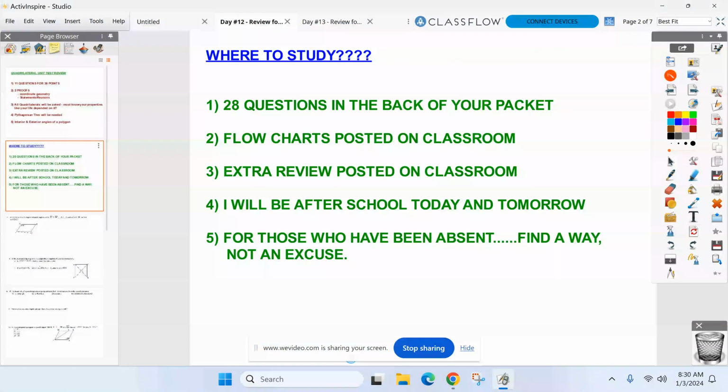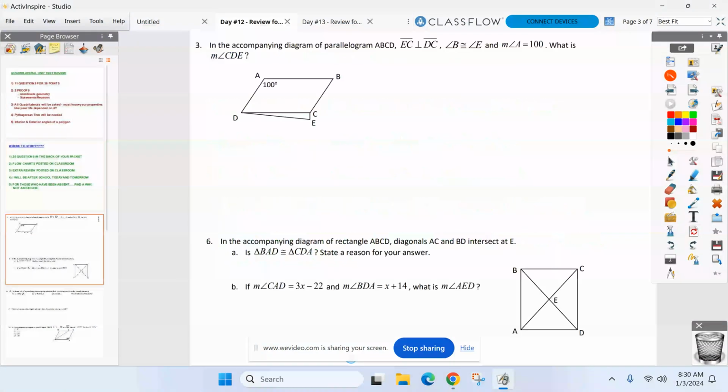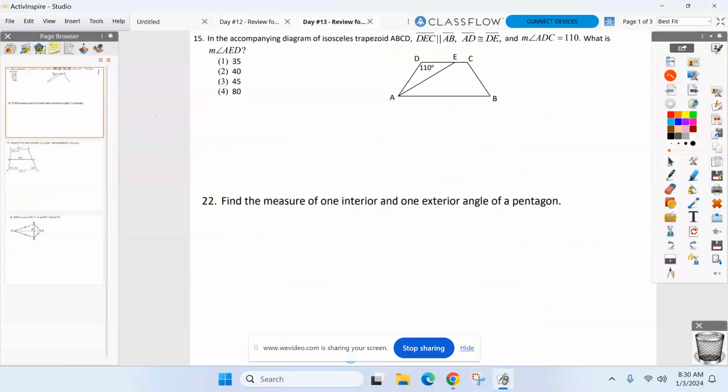Okay, here we go. Same thing as yesterday here. That's what we did yesterday. 15, here we go. Let's start with 15. Figure we didn't talk about yesterday, isosceles trapezoid. I'll let you mark your diagram with the givens.